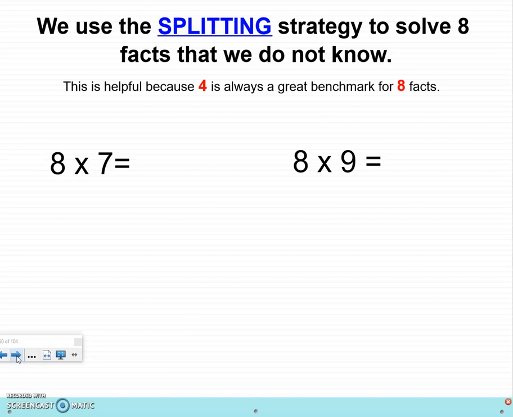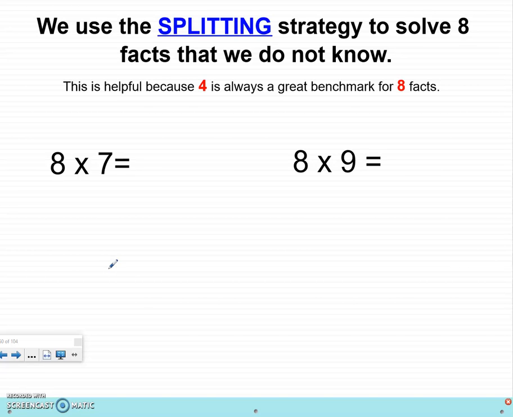So for a lot of students, the splitting strategy, like we just looked at, is useful for solving 8's facts because you can always split an 8 into a 4 and a 4. You can split it into two 4s, and many students do know their 4's facts. So if a student is strong with their 4's facts, splitting an 8 into a 4 and a 4 is a really helpful strategy.